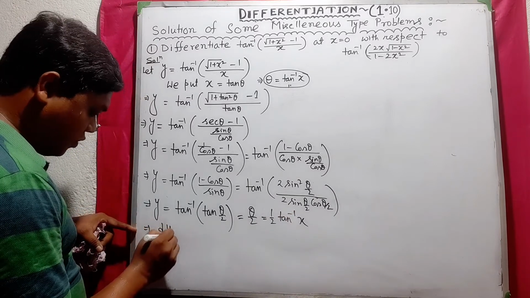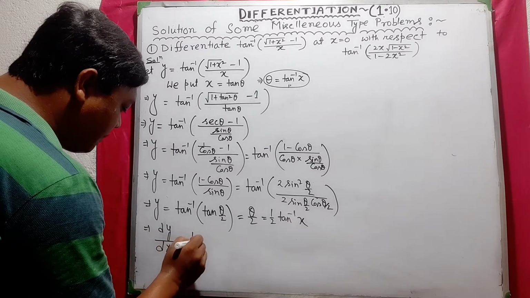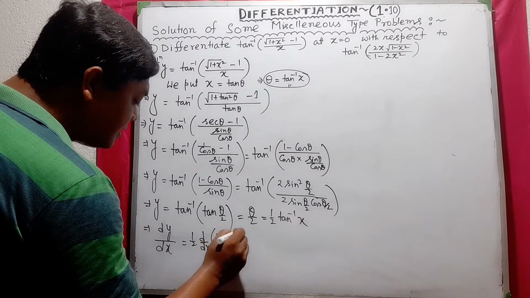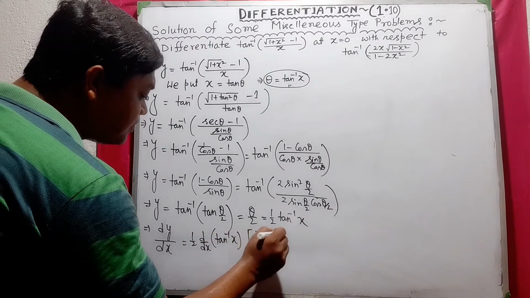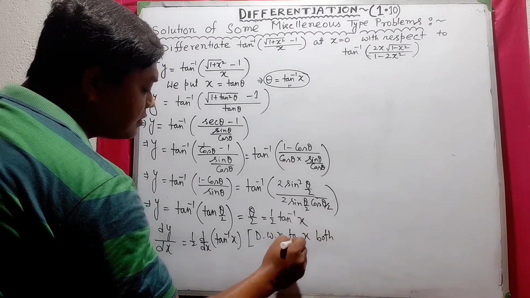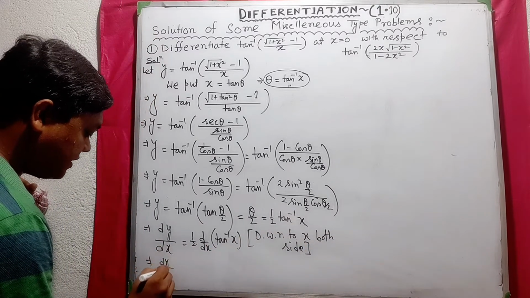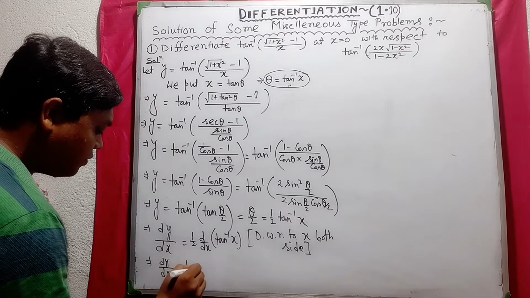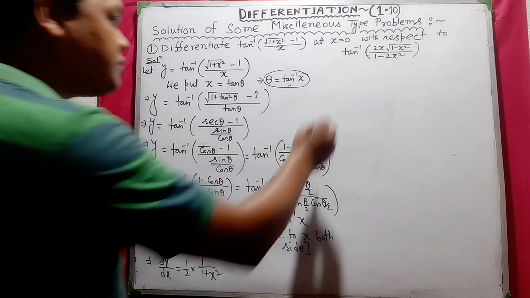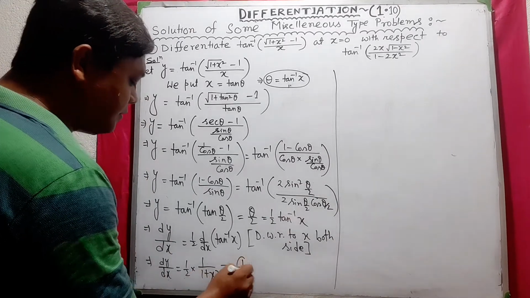So if we differentiate both sides with respect to x, dy dx equals to half d dx of tan inverse x. So dy dx equals to half into 1 by 1 plus x square. Okay, this is equation number 1.